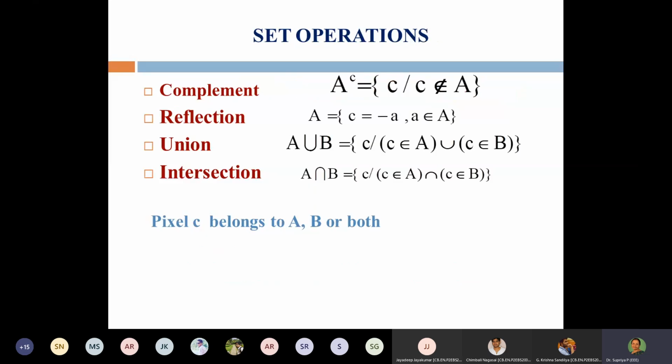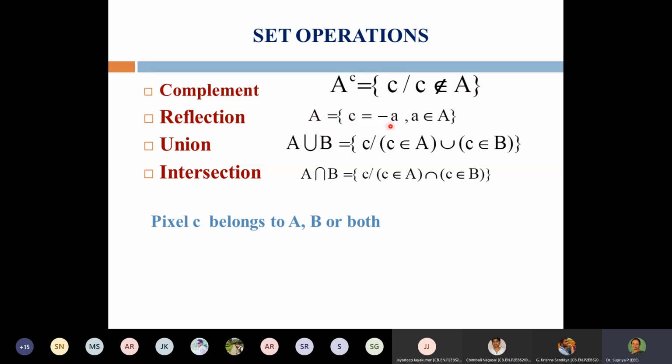Going in for the set operations, mainly 4 set operations are considered here. The first one is a complement operation, which is similar to the NOT operation which we have considered in the logical case, where each pixel is replaced by its inverted value, or 1 is replaced by 0 and vice versa. In the reflection case, if a pixel has minus 5, it will be replaced by 5, and if it has 5, it will be replaced by minus 5.